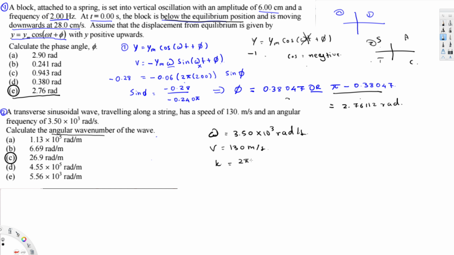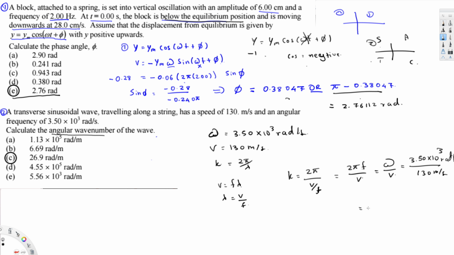We know that k is equal to 2 pi over lambda, but we can relate that equation with v. v is equal to f lambda, right? Therefore, lambda is going to be equal to v over f. If I plug this into the equation, k is equal to 2 pi over (v over f). The f flips to the top, and that's 2 pi f over v. We know that 2 pi f is equal to omega. Therefore, k is equal to omega over v. We know omega is 3.50 times 10 to the power of 3, divided by 130, radians per second over meters per second, and that gives us 26.9231 radians per meter.